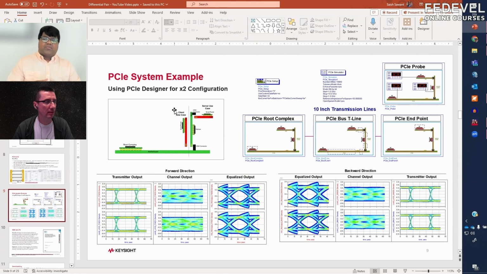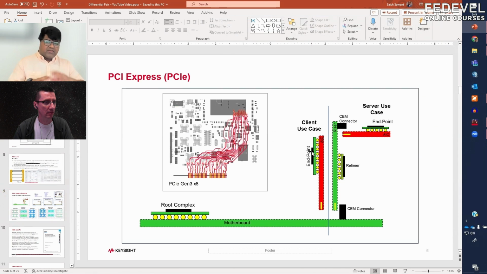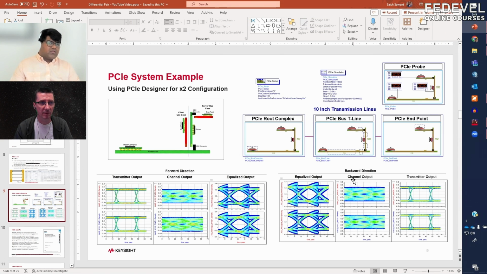A PCI Designer setup typically involves a root complex placed on a motherboard, and then you have the client. For a client case, you have a card with an endpoint, or if it's a server case, you have a riser card with a retimer, and then you plug in an add-in card. So it has a lot of these layouts.